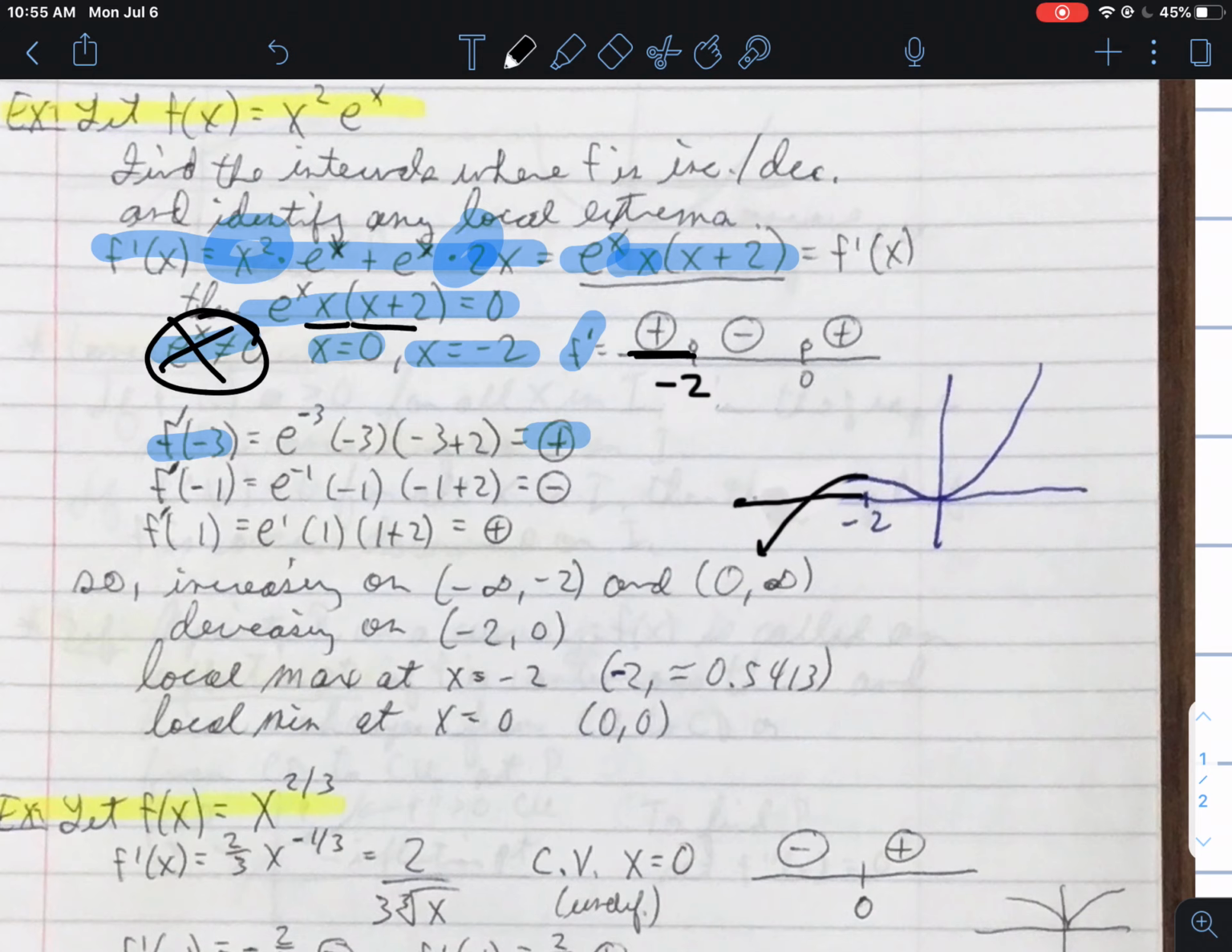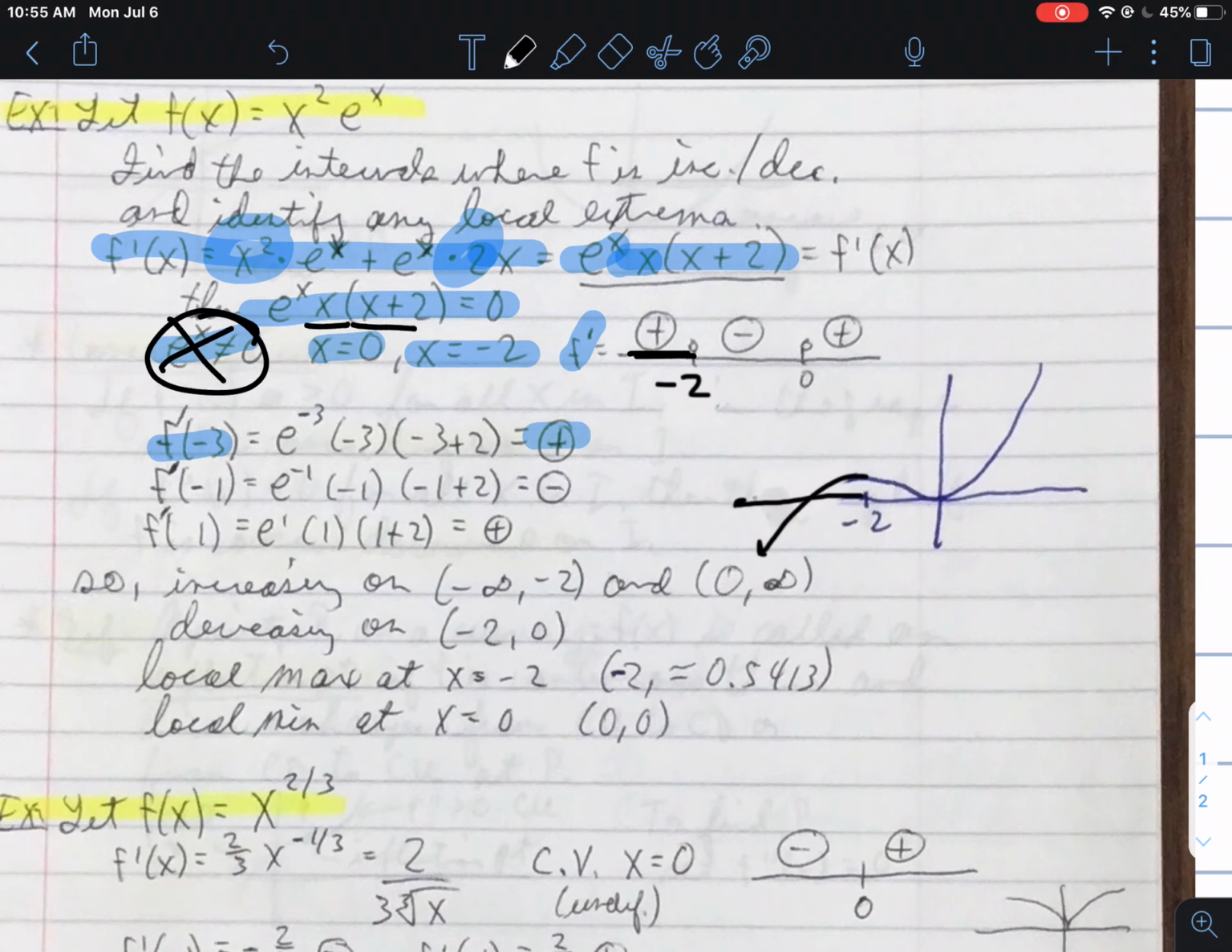Then at 0, we're changing from negative to positive, which means we're changing from decreasing to increasing. So that would give me a local min at the point where x equals 0, which is the point 0, 0. Now again, the ordered pair is coming from the function. Anytime you're looking for a point on the graph of the function, make sure you're plugging it back into the function and not the derivative, because if you plug it into the derivative, you're going to get 0. That's how we found them, remember? So be careful. Like I said, you just need to be organized. Make sure you're plugging things in correctly.